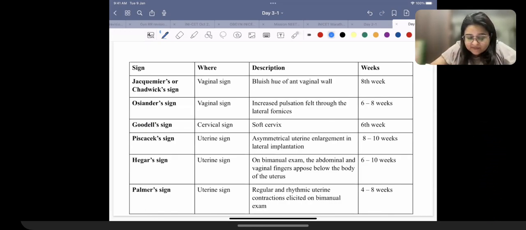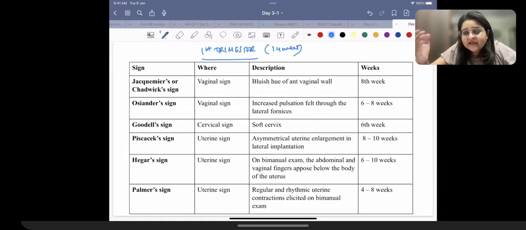Okay? So first, these are first trimester signs of pregnancy. What are the trimesters of pregnancy? First trimester is till, it used to be till 12 weeks. Now we say till 14 weeks is the first trimester. Second trimester is 14 to 28 and third trimester is 28 till delivery. Okay?